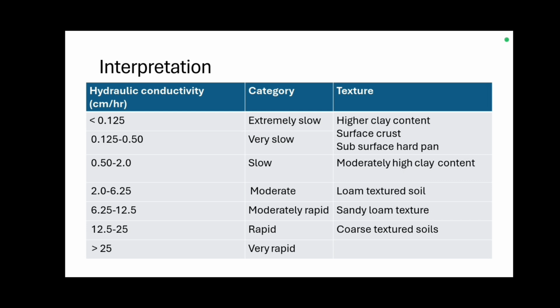And when the hydraulic conductivity is between 2 to 6.25, it comes to moderate permeability and has loamy textured soil. When hydraulic conductivity is between 6.25 to 12.5, it has moderately rapid permeability and sandy loam texture. When the hydraulic conductivity is 12.5 to 25, it has rapid permeability and it has porous textured soils. And when the hydraulic conductivity is more than 25, it has very rapid permeability.